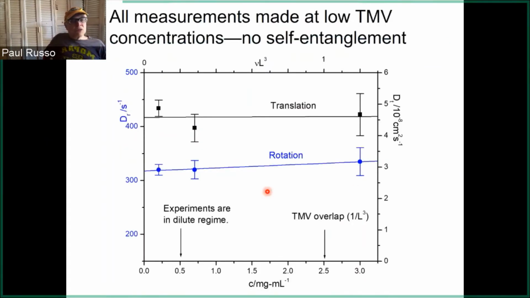here's the translation in black and the rotation in blue as a function of concentration of the virus. Very cool, and there basically isn't much concentration dependence to either one. The virus rotates at about 300 cycles per second. That's about how fast it's rotating. And that really should be radians per second, I guess, 300 radians per second, whatever that means.